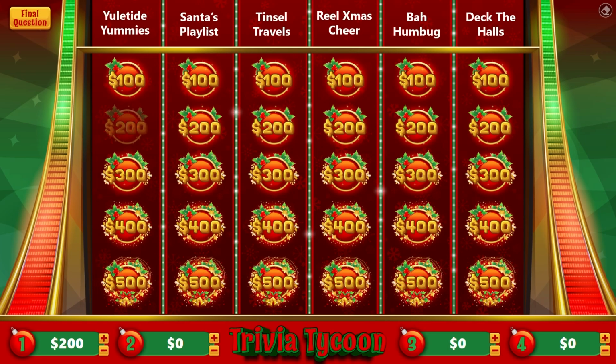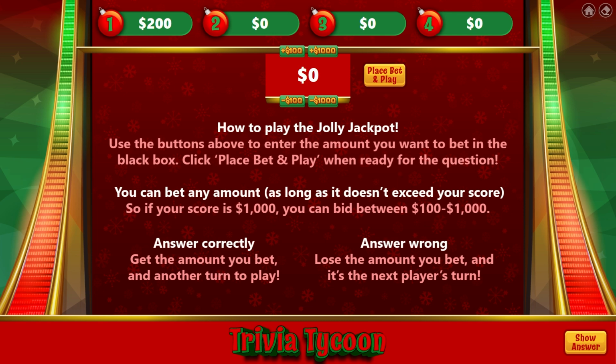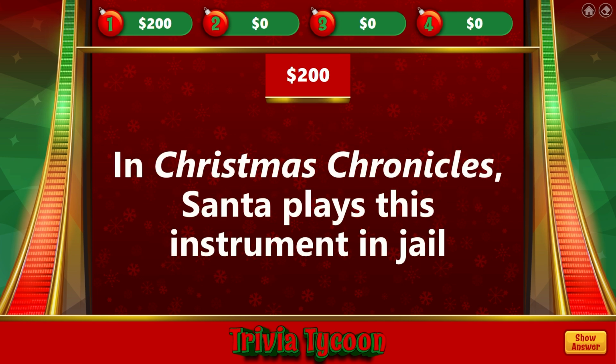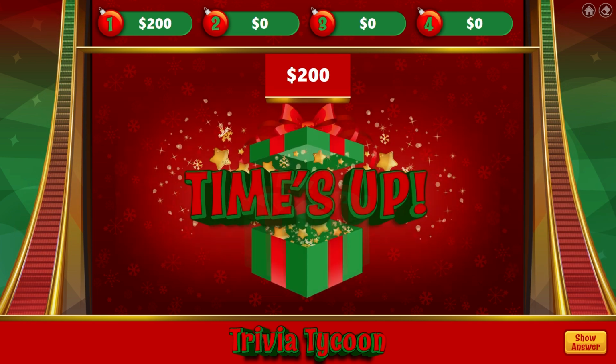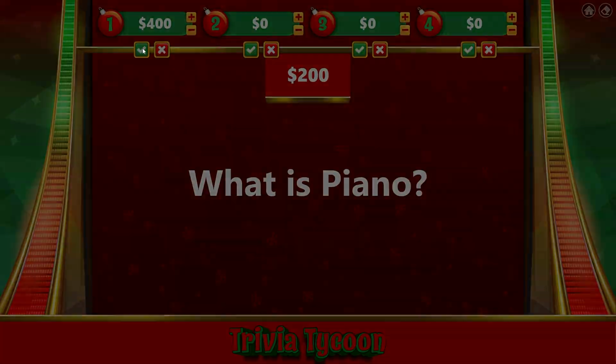The board includes one Jolly Jackpot. The player that finds it will have the chance to choose how much money they'll gain or lose depending on their answer. They can bet any amount as long as it doesn't exceed their current score. So for example, if their score is 1,000, they can bet anywhere between 100 and 1,000. To enter the bet, use the 100 and 1,000 buttons to go up or down. Once you've entered the bet, click Place Bet and Play to show the question and start the timer. Once the time runs out, click on Correct if they got it or Wrong if they didn't, and the amount they bet will be added or subtracted from their score.